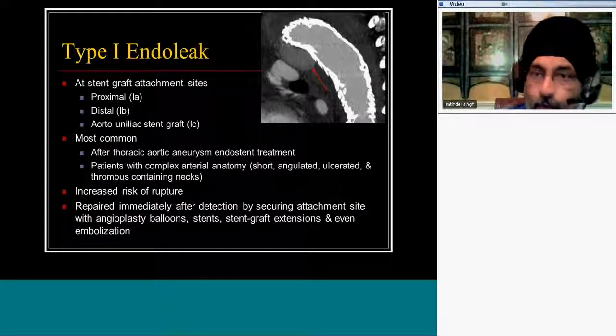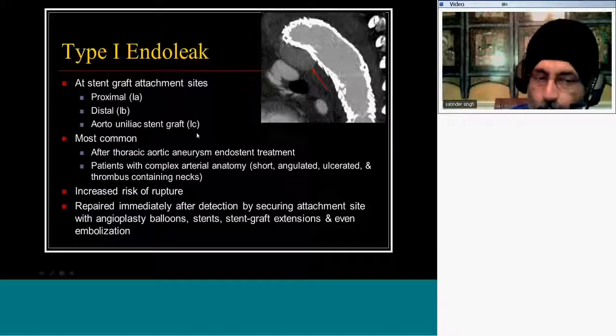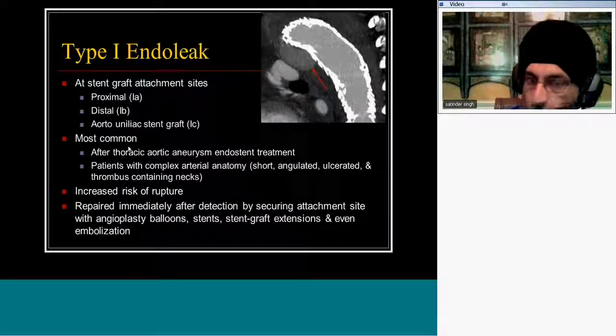Now there are 4 or 5 different types of endoleak. I'll go over each one by one. The type 1 endoleak usually occurs at the anastomotic sites, either proximal or distal, or in the case of aortoiliac, it is the 1C. So they can be classified as 1A for proximal, 1B distal, and 1C for aortoiliac. These are the most common type of endoleaks you see for endothoracic stent treatment, as compared to the type 2 leak, which is more common with the abdominal aortic endostent treatment.